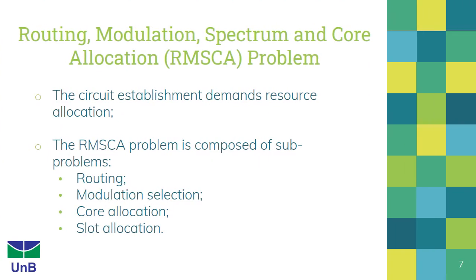To establish a new circuit inside an SDM-EON, it is necessary to allocate some spectral resources. For this specific type of network, we call this allocation problem the RMSCA problem, which is composed of sub-problems, and they are the routing, the modulation selection, the core allocation, and the slot allocation. So the RMSCA problem represents the steps that need to be taken for circuit allocation inside an SDM-EON.